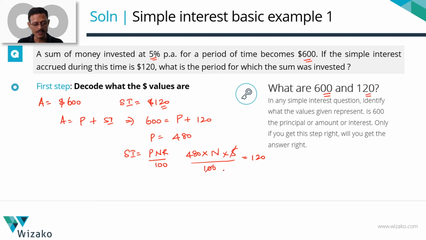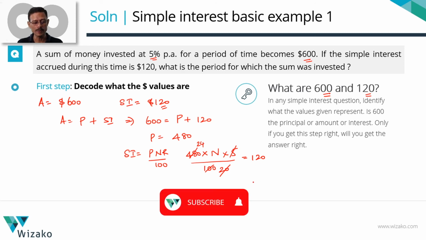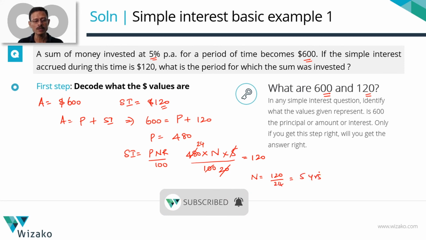5 cancels with 100 to leave us with a 20. 20 cancels with 480 to leave us with a 24. 24N equals 120 or N equals 120 divided by 24, which is equal to 5 years. So number of years for which you have invested equals 5.